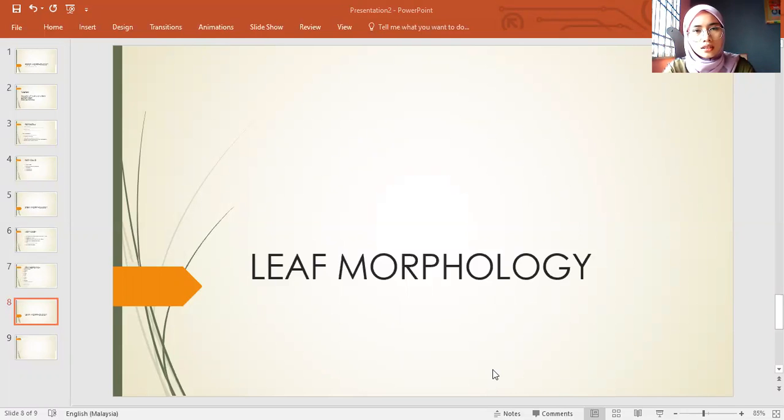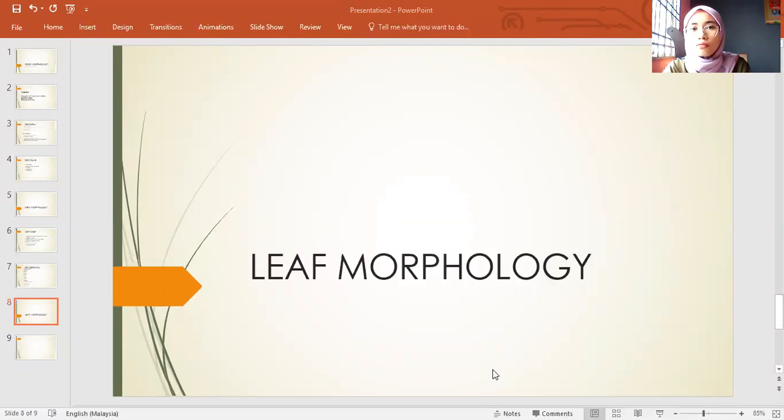For leaf attachment, there are four main things that we need to know. The first one is petiole. It is a leaf stalk that holds the blade out into the light, preventing shading between leaf and leaf blade. The second one is petiolate, with petiole. Sessile is without petiole, and subsessile with a very short petiole.